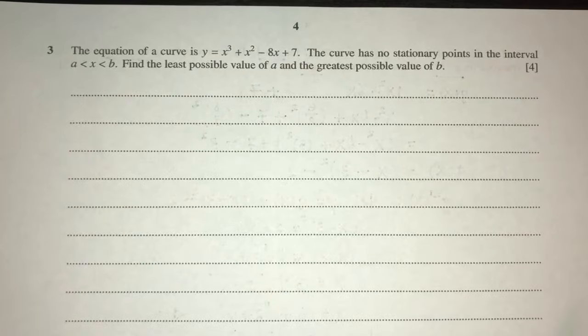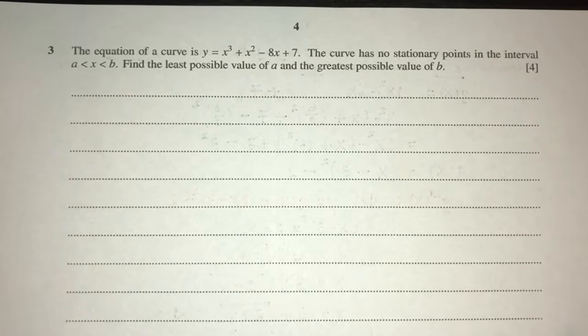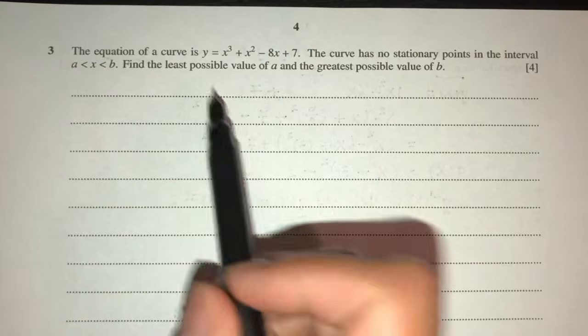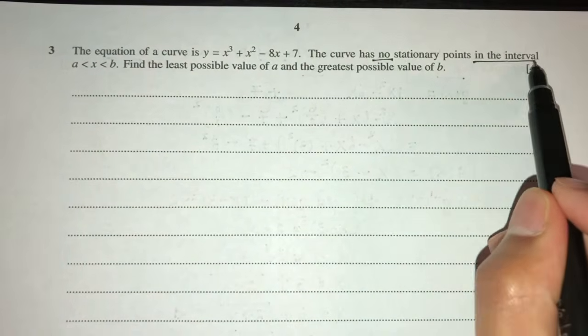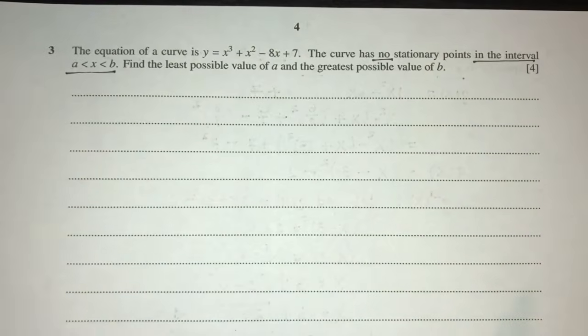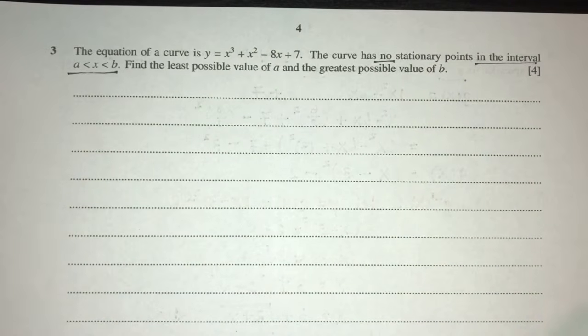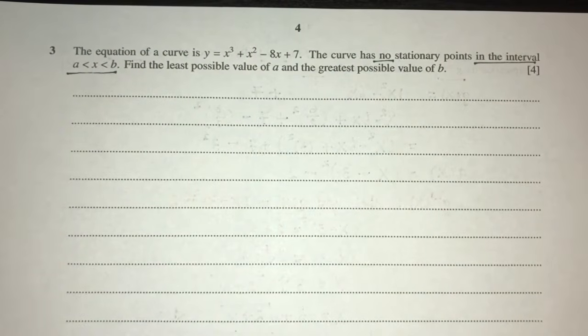Now let's move on to question number 3. The equation of a curve is given by y. The curve has no stationary point in the interval this and this. So find the least possible value of a and the greatest possible value of b. So let's see, what can that be?